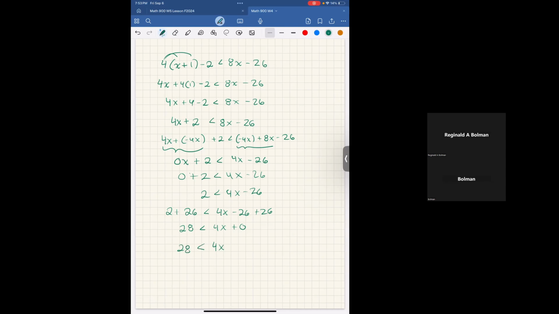Now, at this point, I'll use a multiplicative inverse. I'm going to multiply both sides by 1 over 4. And you're going to get 4 over 4x is strictly greater than 28 over 4. 4 goes into 28 7 times, so 7 will be strictly less than 1 times x, or said another way, x is strictly greater than 7.